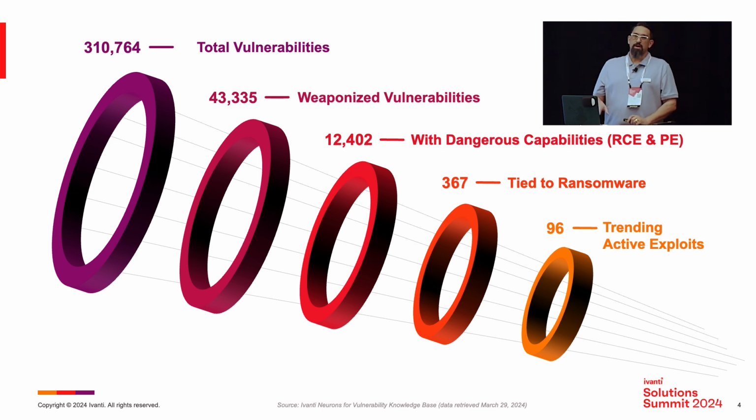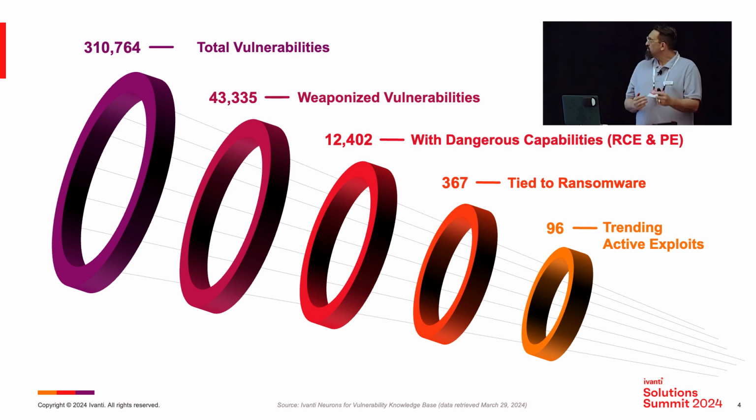Where I'm going to start is talking about CVEs in general. In the real world, there are about 310,000 CVEs across the board, and it's increasing every day, never fails. What we're doing here is breaking that down. What's weaponized? We're looking at about 43,000. What are considered dangerous capabilities, those things that have RCEs and PEs, remote code execution, privilege escalations? We take that down to about 12,000.